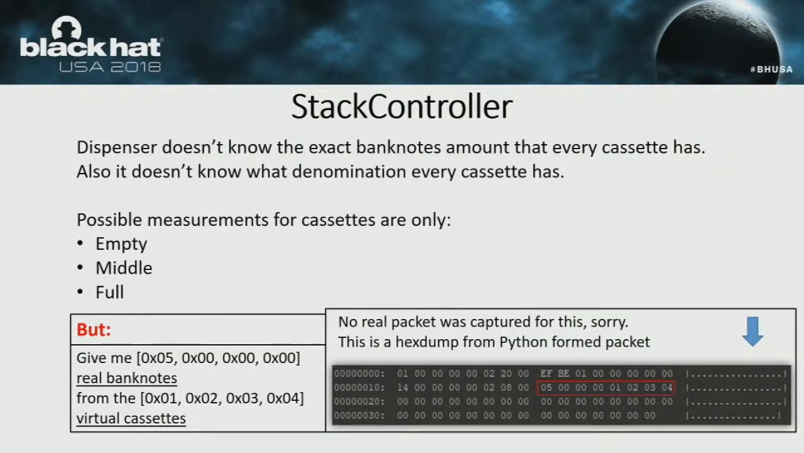Here I want to say a few words about the stack controller command itself. The first thing, you must specify the cassette numbers in which banknotes are stored. Cassette numbers are virtual ones and they can be reassigned, but in our case their numbers were equal to real cassette locations. On this slide you see that we asked the first cassette to give us 5 banknotes. If your cassette doesn't have the required amount of banknotes, the dispenser will send you an error.